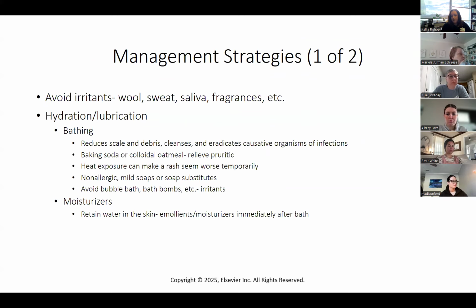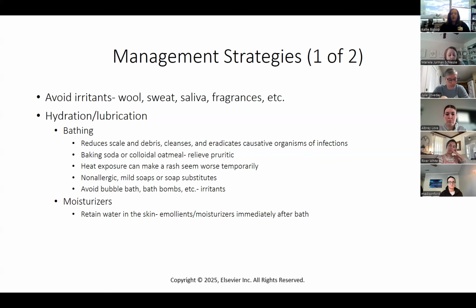Management strategies. So avoiding irritants: wool, sweat, saliva. That sounds so weird, but you'll see kids that lick their lips and get dermatitis around their mouth from licking their lips. Fragrances are a big one. Laundry detergents, soaps, moisturizers, perfumes, especially in babies, perfumes that are on caregivers, or scented detergents that caregivers' clothes were washed in. All of that can really be irritating to their skin. And if they have eczema, fragrances on somebody else can irritate them.